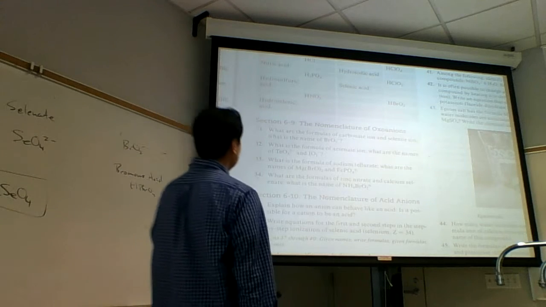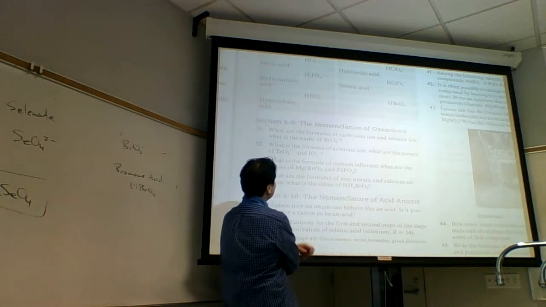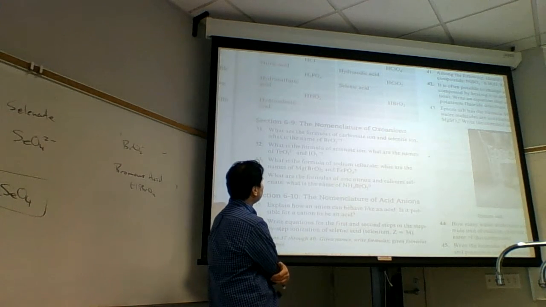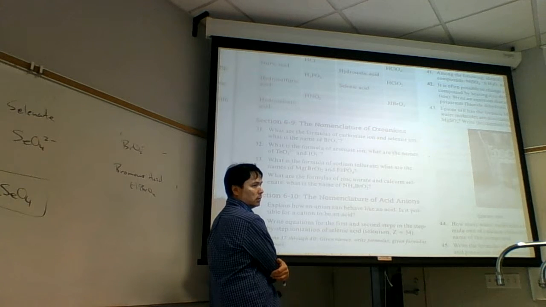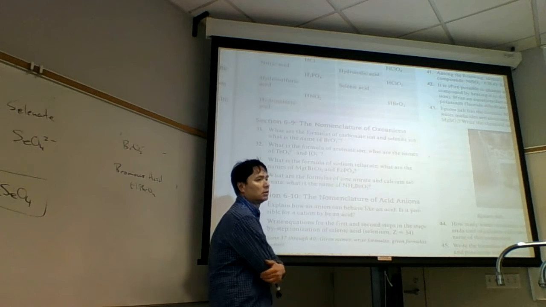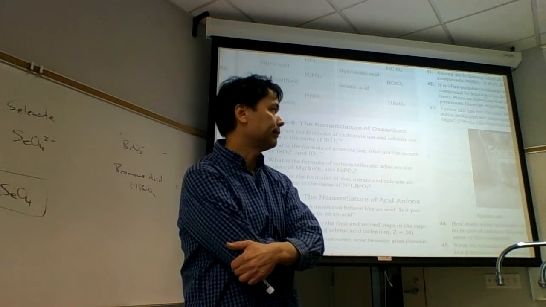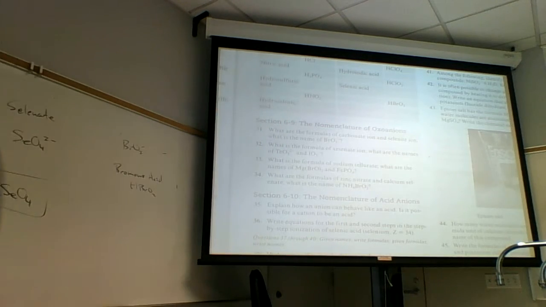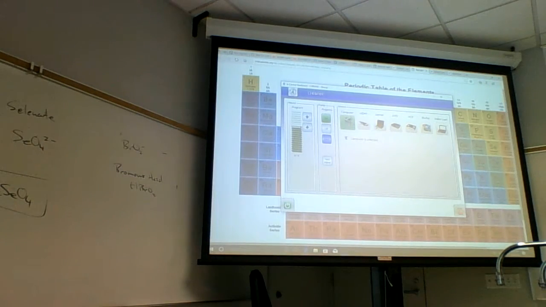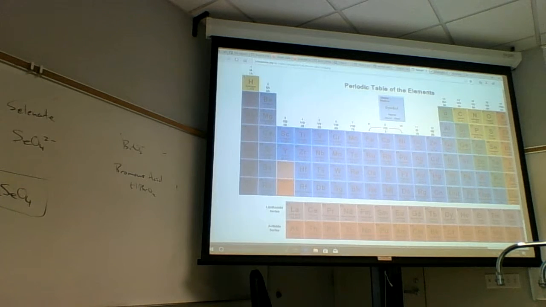What are the names of TeO3 2 minus and IO3 minus? TeO3 2 minus. Te is called tellurium. And tellurium is right below what? Selenium. And so, what are the -ates?